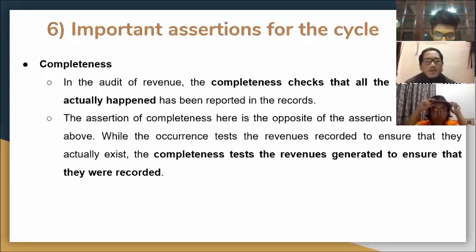Okay, next, the second assertion is completeness. In the audit of revenue, completeness checks that all the revenue that actually happened has been reported in the records. The assertion of completeness here is the opposite of the assertion of occurrence above. While occurrence tests the revenues recorded to ensure that they actually exist, completeness tests the revenue generated to ensure that it was recorded.